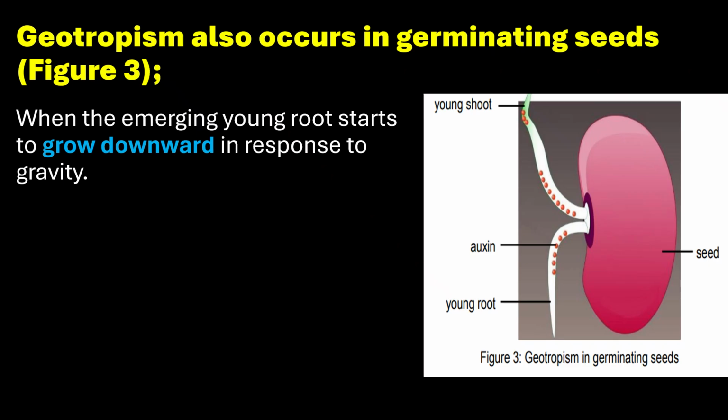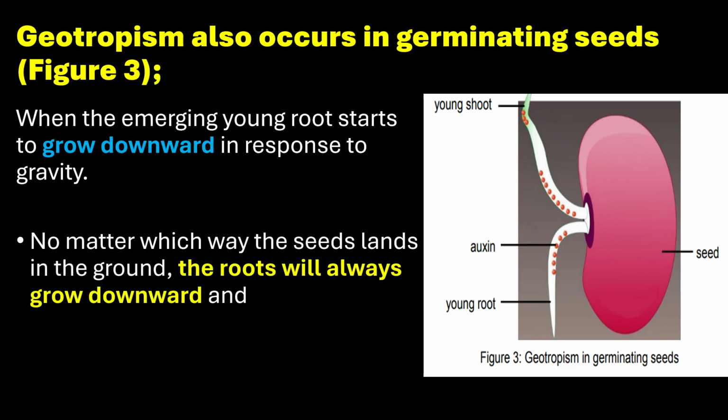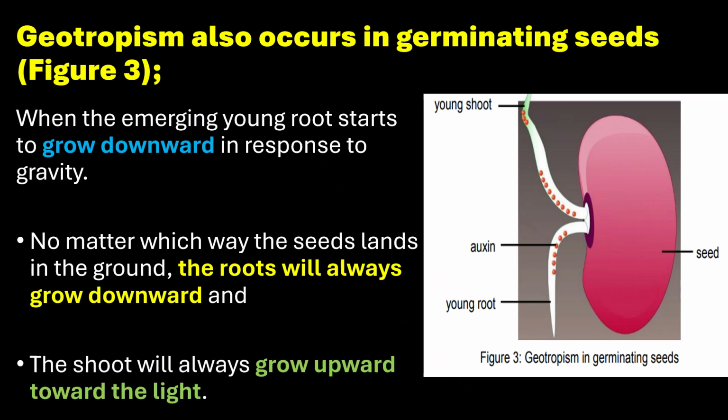The emerging young root starts to grow downwards, and it is growing downwards in response to gravity. It knows where to grow. And then, no matter which way the seed lands on the ground, the roots will always grow downwards. So that is what it's telling you. No matter how you position the seed, if you throw it to the ground, anywhere, anyhow, the young root will definitely grow downwards. So it continues to say the shoot will always grow upwards towards light.